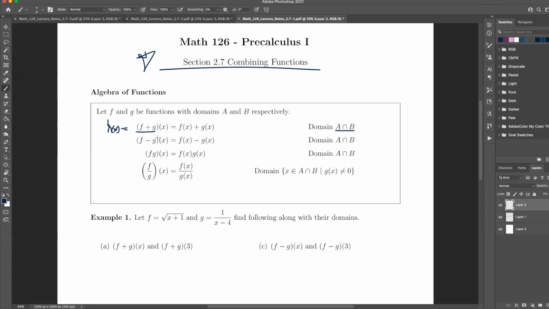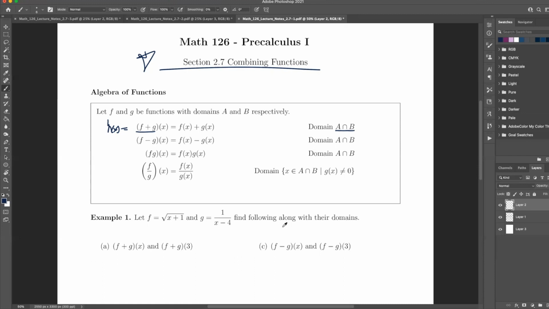And this is the same for adding, subtracting, multiplying. The only difference is for dividing functions. I have to take the domain of both functions, and g of x cannot be 0. So it is the intersection, plus I have to throw away everything where g of x is 0.